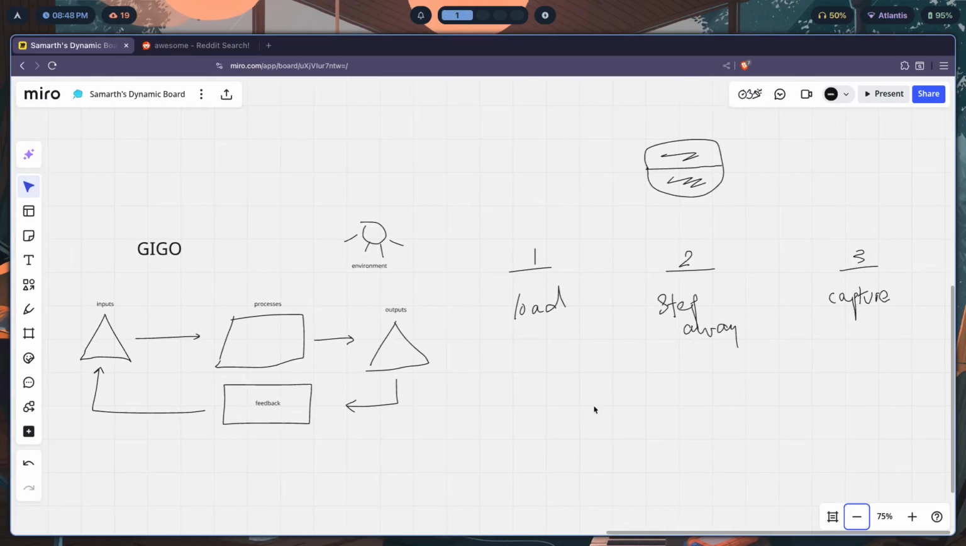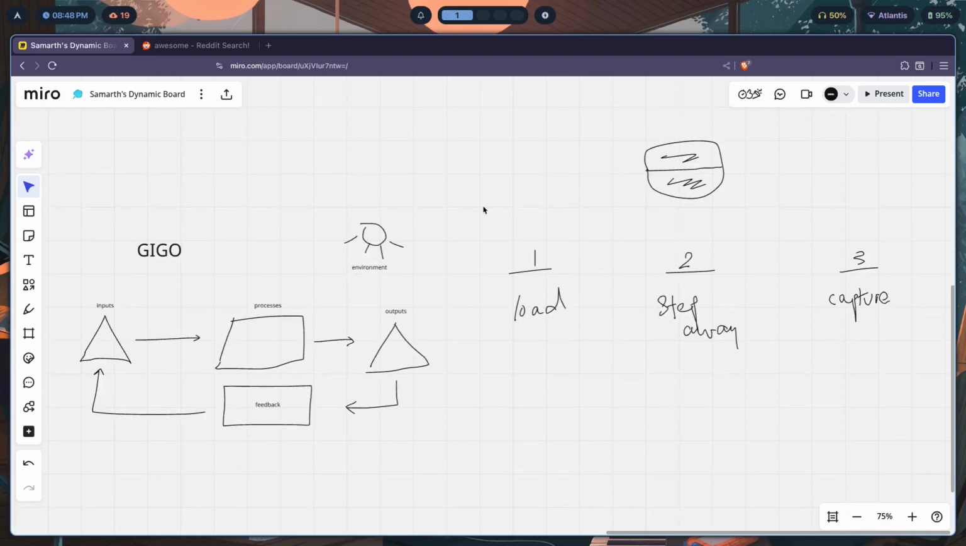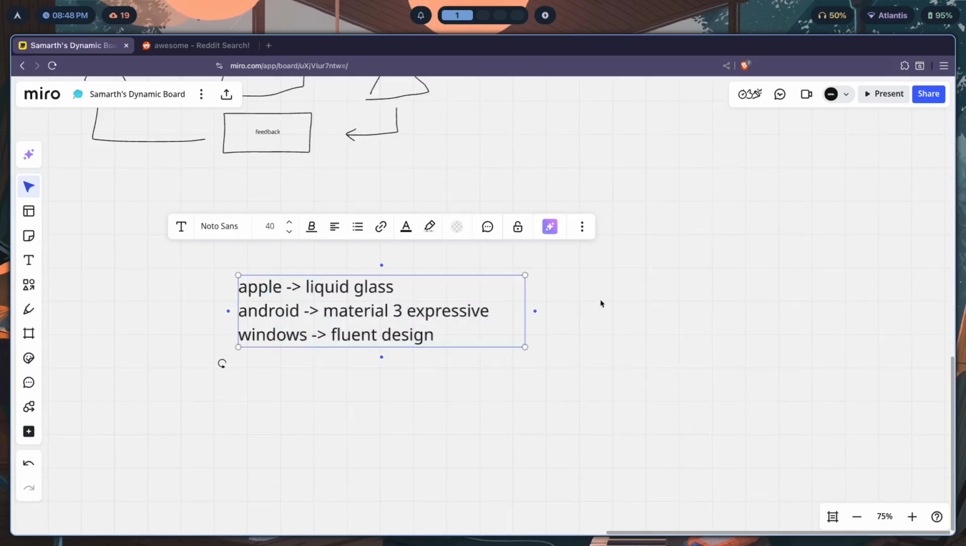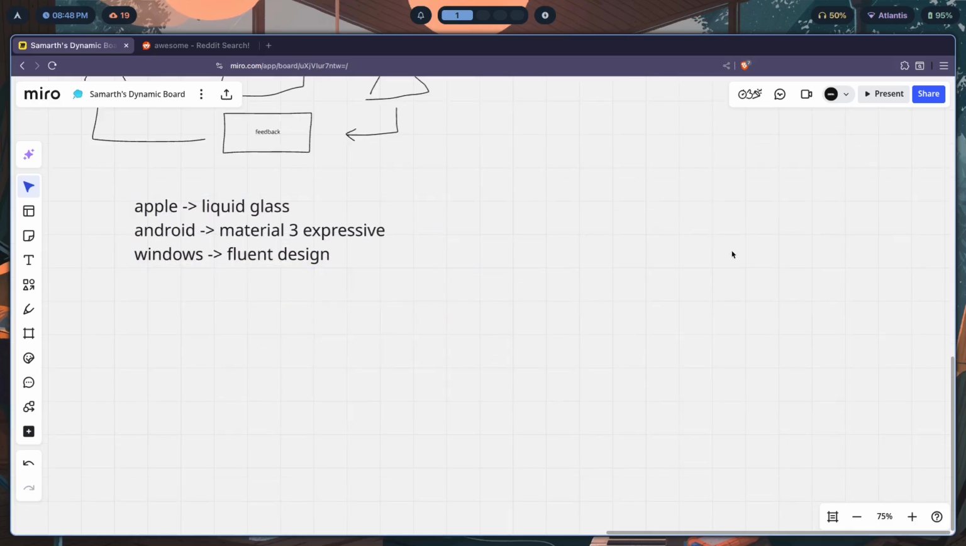And that's pretty much it. Remember this. Remember GIGO. Remember this stuff about the creative process. Remember the subconscious mind. Remember these design principles, and you should be good to go.